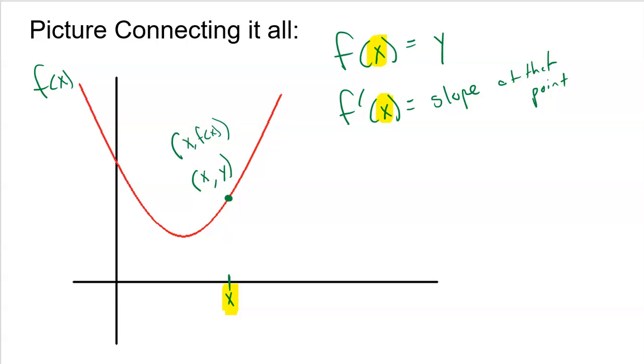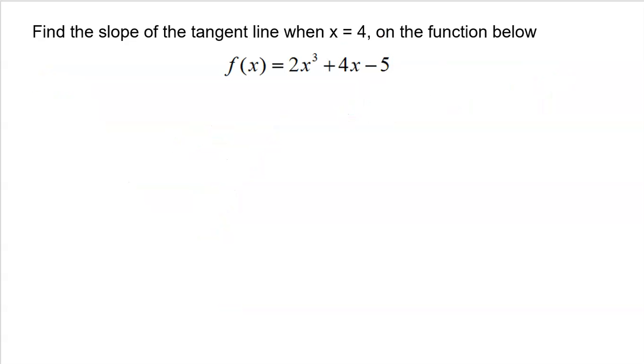All right, so let's get right to one of our problems. Here we're going to find the slope of the tangent line when x equals 4 on the function below. We have the function 2x cubed plus 4x minus 5, and we want to find the slope of the line that is tangent to this function when x equals 4. But of course, the first thing we need is the derivative. So what is the derivative of this function? Well, I'm about to show you.